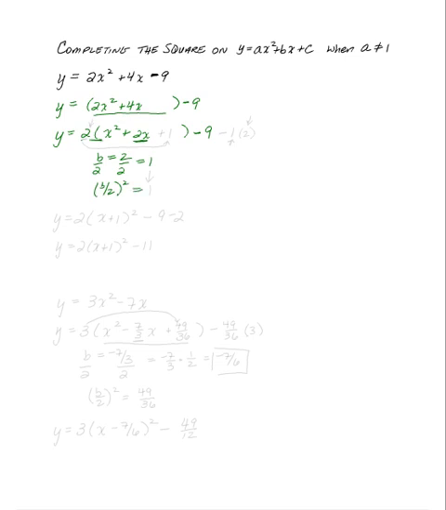and then again we square the b over 2 term. So squaring a positive 1 also gives me a positive 1. So I add that inside the parentheses, and remember to keep the equation balanced. If I add something inside, I've got to subtract that same quantity.